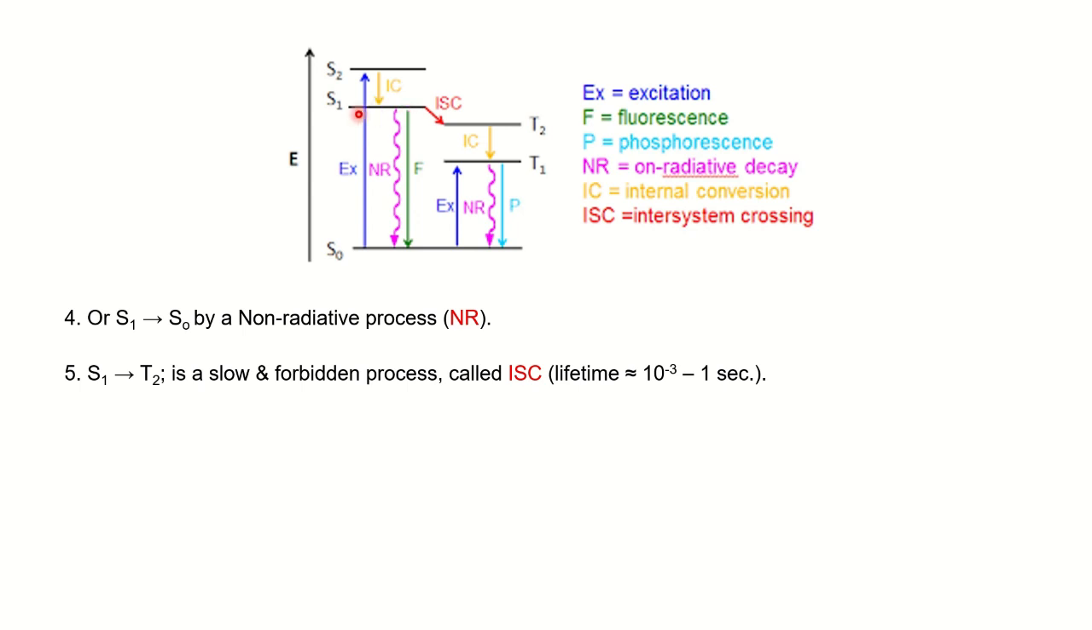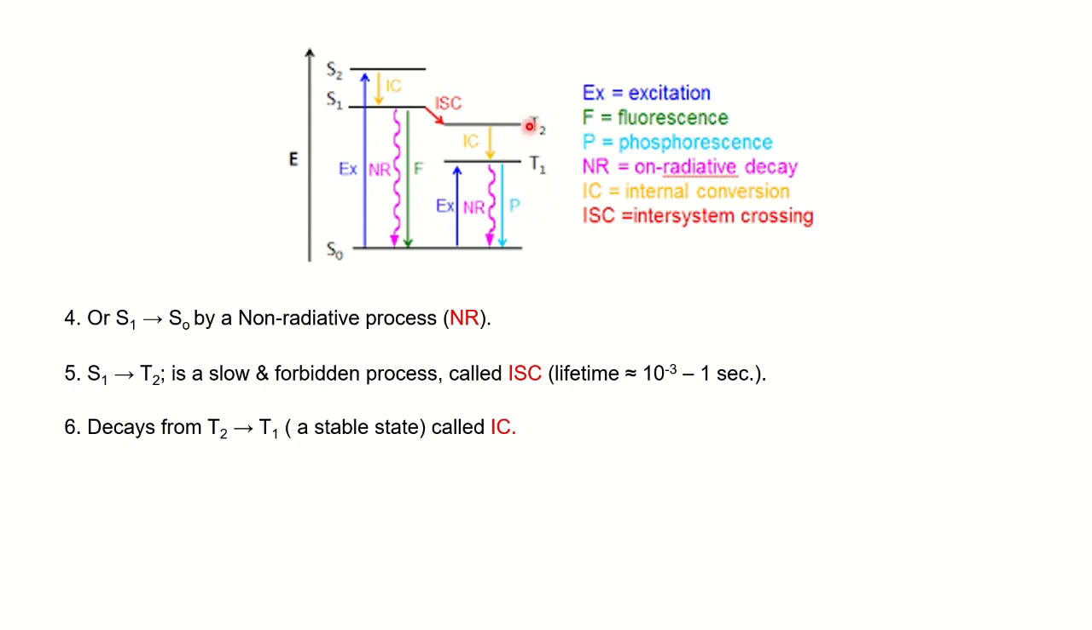The other possibility is the transition may take place from S1 to T2, that is the upper excited triplet state. Since the spins are changing here, it is a forbidden process, a slow process, and called ISC, intersystem crossing. The lifetime you can notice for T2 is more compared to S1, 10 to the power minus 3 to 1 second. You can find the chemical reactions from the triplet state more than from the singlet state.